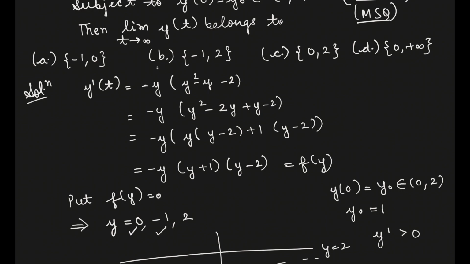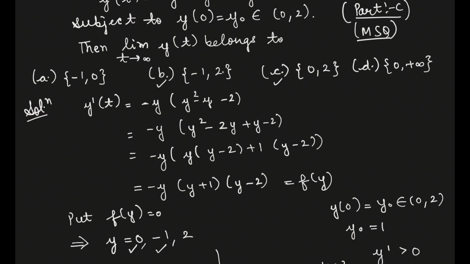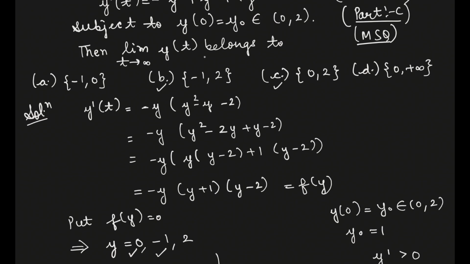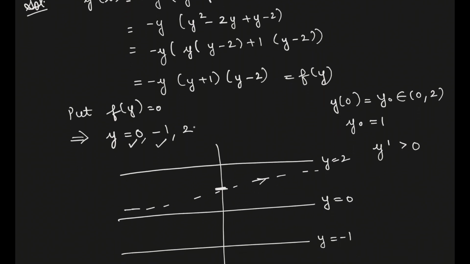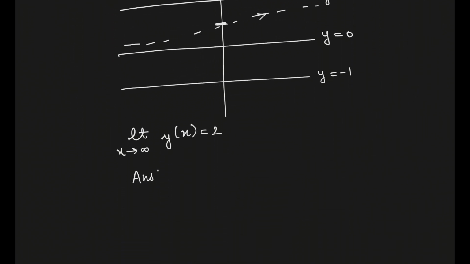Option B and C both have 2, and also the equilibrium solutions are 0 and minus 1. That's why option B and C will be correct. You cannot say that these equilibrium solutions belong to 0 comma 2. This was just a condition. I am finding equilibrium solutions as it is a solution of an autonomous equation, so it can come in this 0 and minus 1. That's why option B and C are correct.